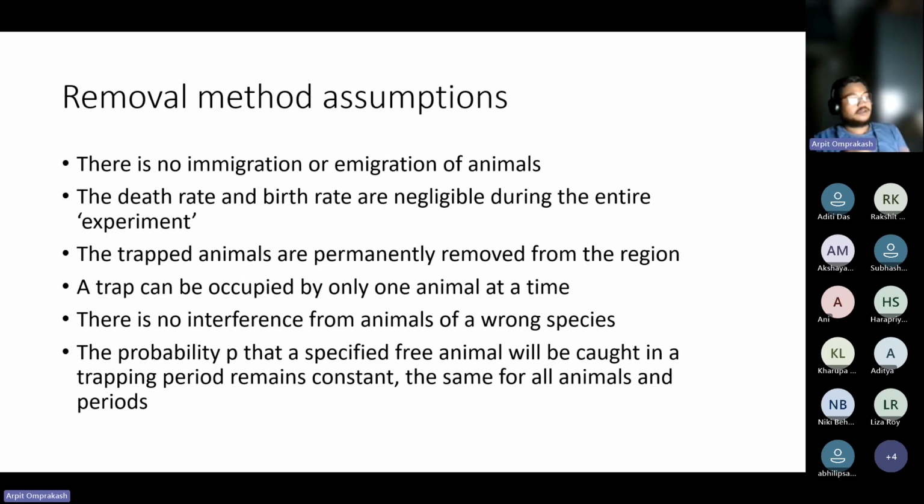Right. The fourth thing is the trap can be occupied by only one animal at a time. There is no interference of animals of the wrong species, and the probability P that a specified free animal will be caught in a trapping period remains constant for all animals and all periods. So there should not be some individuals that you are preferentially catching, or some time periods in your sampling design where you are preferentially catching more individuals. Right.